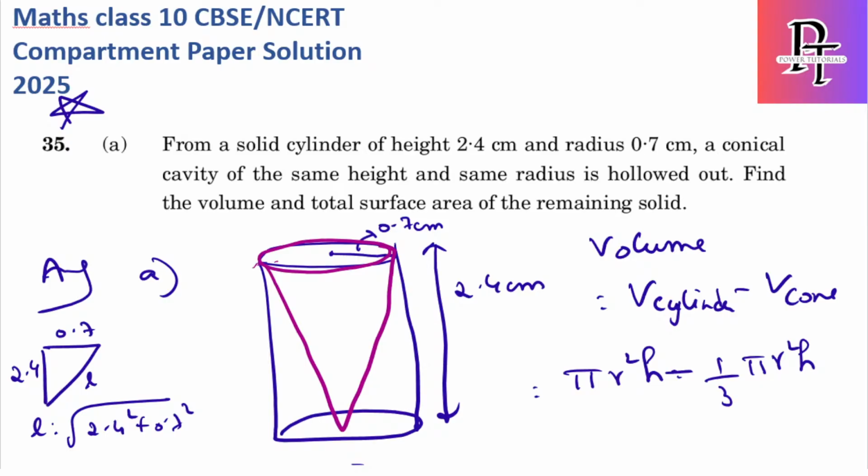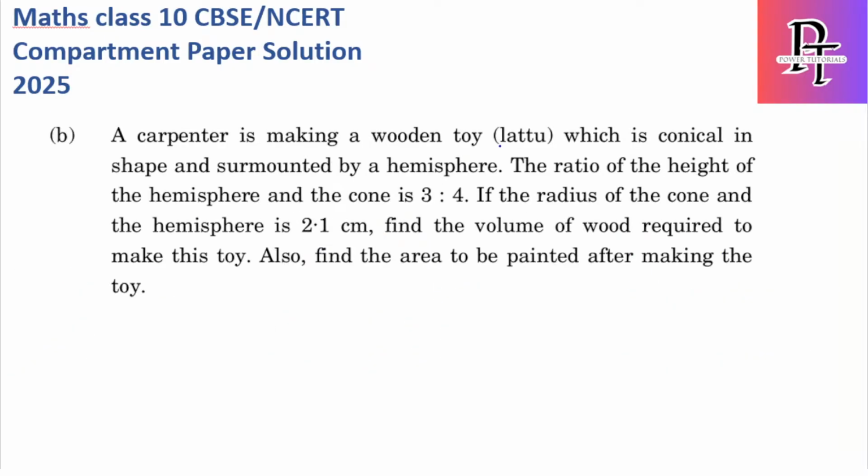Let's see what is B part first. A carpenter is making a wooden toy lattu. Okay, this is one of the standard questions. Lattu is nothing but a kind of toy which has a base as cone, and on the top you have a hemisphere, so that if using a thread you tie and roll it, it will keep on rotating. So this is a lattu which is conical in shape and surmounted by a hemisphere.